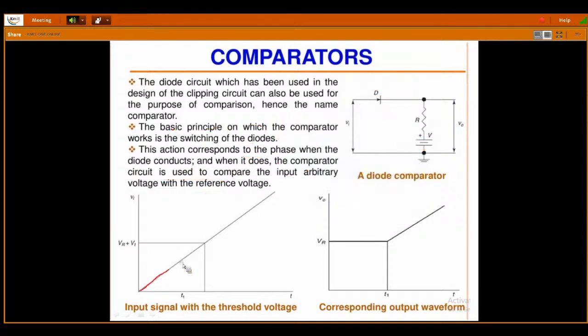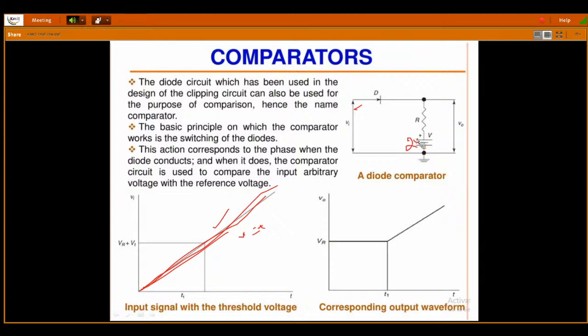What is a ramp? V(t) is equal to t. Here t is continuously varying with respect to time, so the ramp is a continuously varying signal. When you apply this ramp signal to this comparator circuit, what is the output waveform we are going to get? Now see here. I am assuming that my reference voltage is 2 volts.